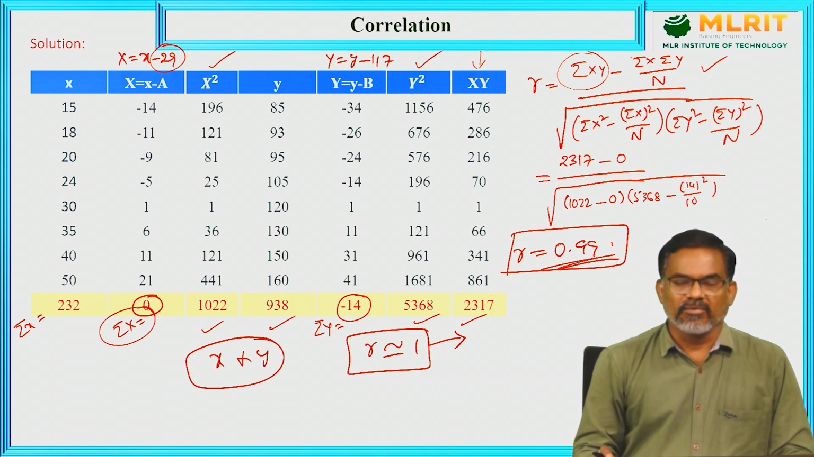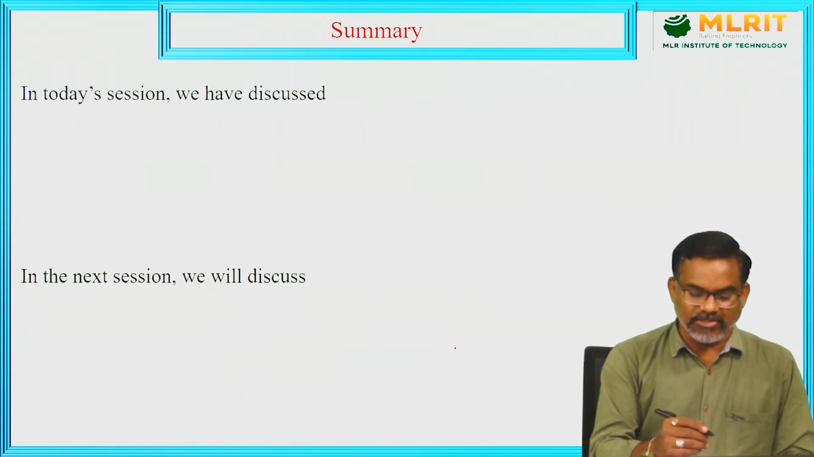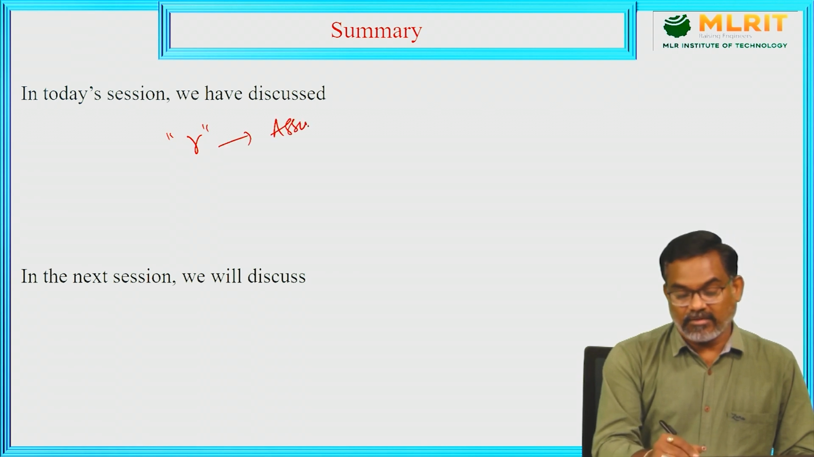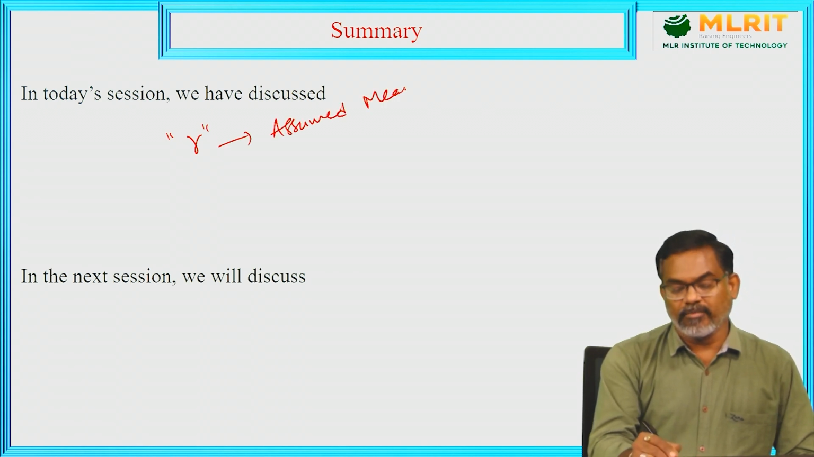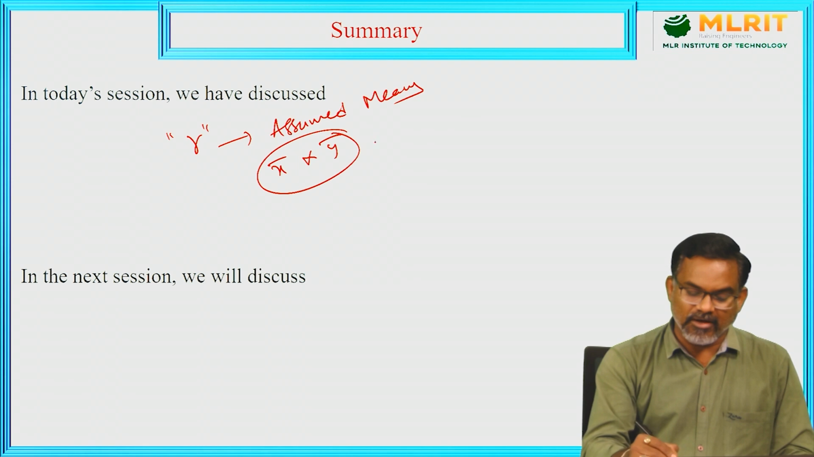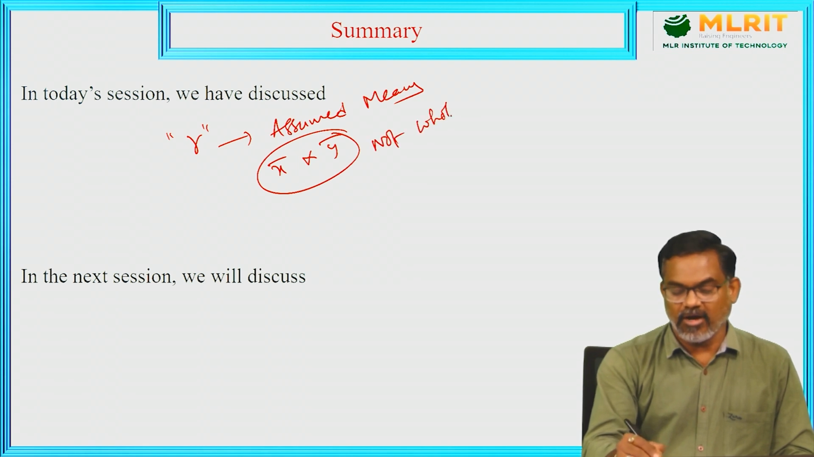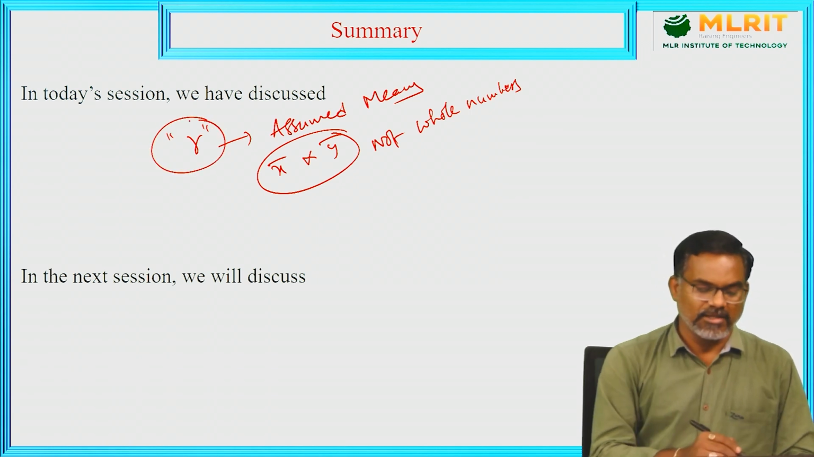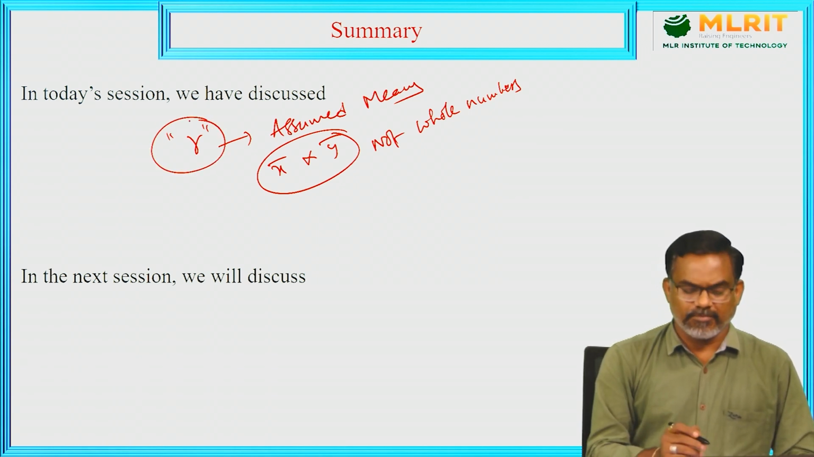So, like this, we calculate the coefficient of correlation for the given data. In today's session, we have solved some problems on correlation coefficient when assumed means are considered. Now, if the actual means x bar and y bar are not whole numbers, then we consider the assumed means, and we use a different formula to find this correlation coefficient, which was proposed by Karl Pearson.